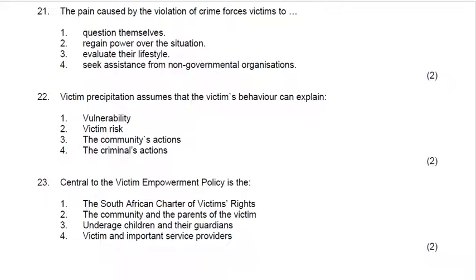23. Central to the victim empowerment policy is the. The answer is 1. The South African Charter of Victims' Rights. That is found on page 68 of our study guide.